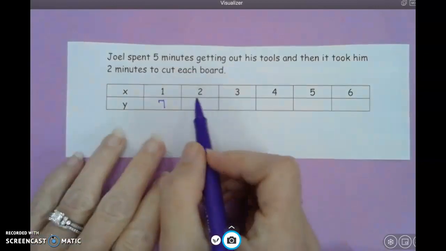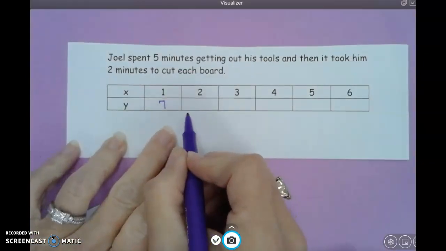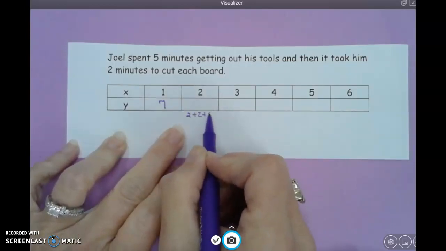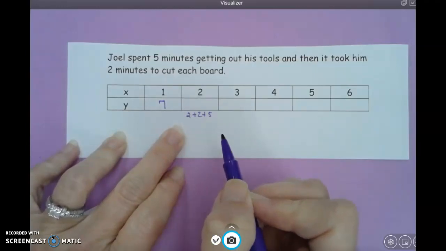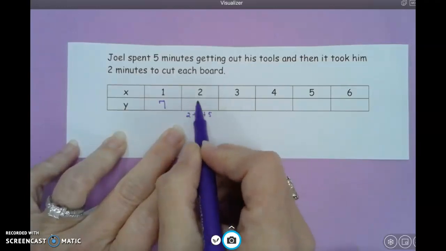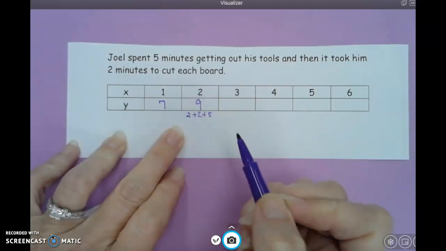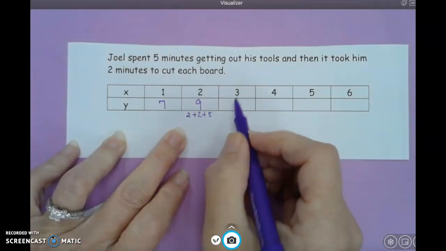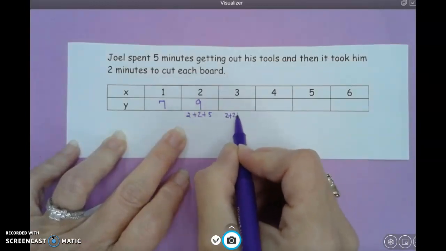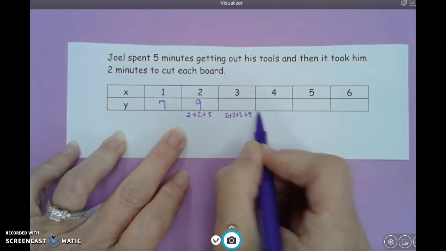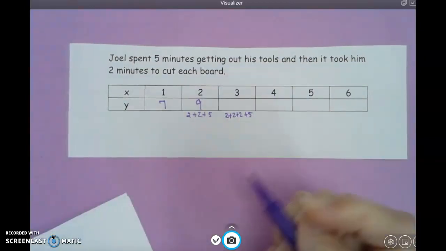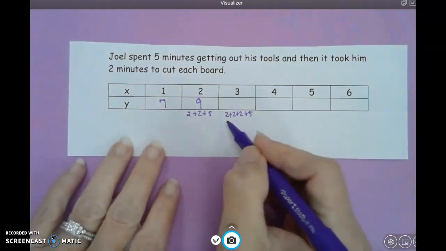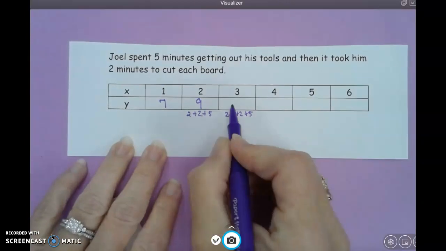So what's happening here is really like 2 minutes to cut the boards, plus 2 minutes to cut the second board, plus the 5 minutes that it took him to get organized. So what's really going on here is it's going to take 9 minutes. Here we cut 3 boards, so we cut 2, 2, and 2 minutes, and then plus the 5 minutes that it took to get those tools out. So that's going to be 2, 4, 6 plus 5 is 11.